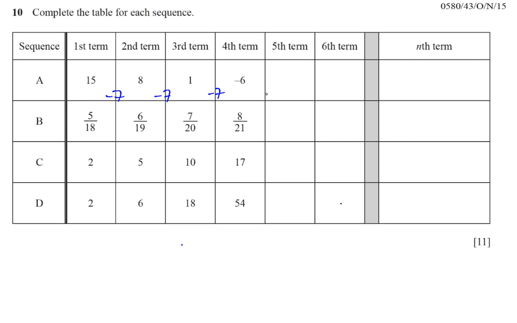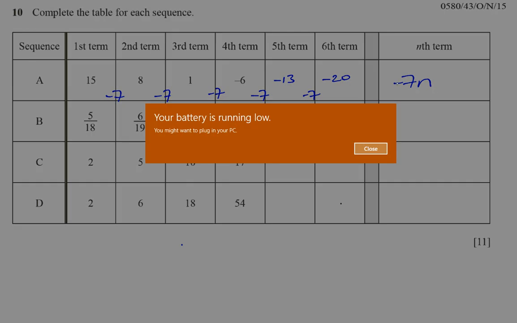So the fifth term is going to be 7 less than minus 6, which is negative 13. And the sixth term will be 7 less than negative 13, which is going to be negative 20. Now if you want to find the nth term, as it's going down by 7 each time, it has some relationship with the negative 7 times table. So it's going to have some relation to minus 7 times n.